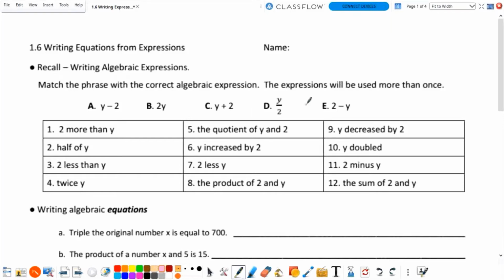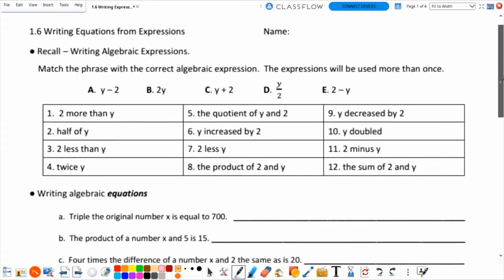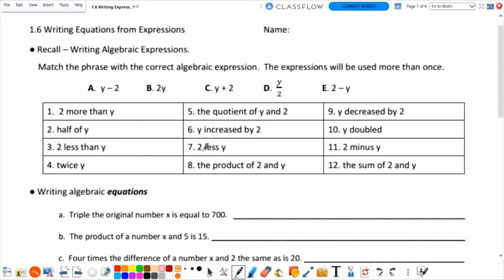We are now on lesson 1.6, and this lesson covers writing equations from expressions, okay? Recall, we've already talked about writing algebraic expressions. So we already learned how to do that, so let's go ahead and just double check that we know that. Match the phrase with the correct algebraic expression. The expressions will be used more than once, okay?